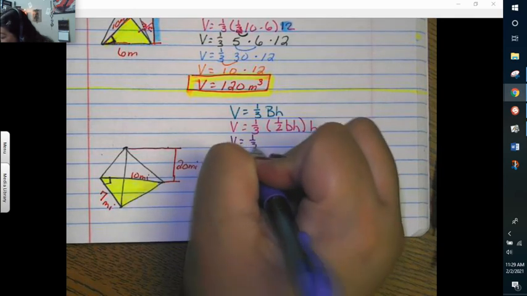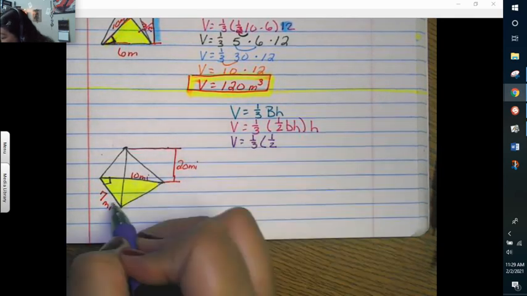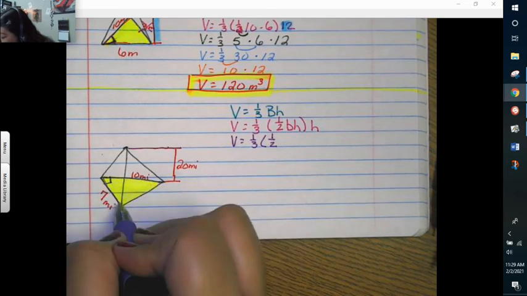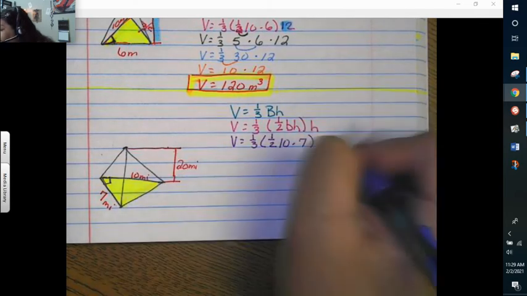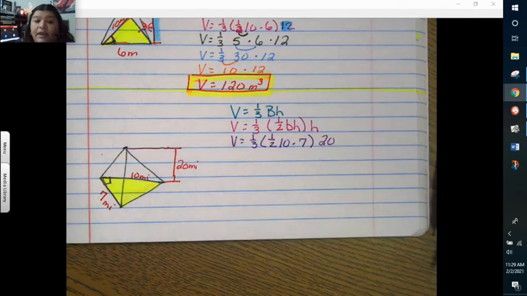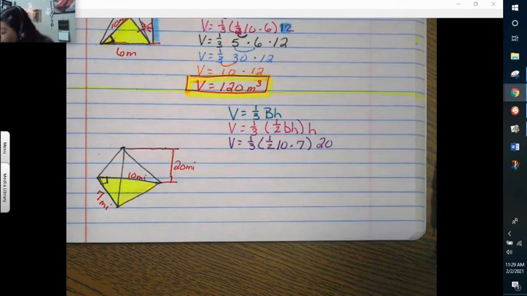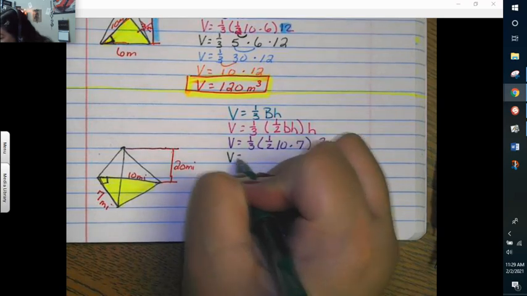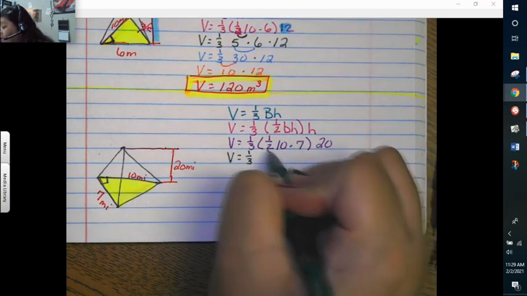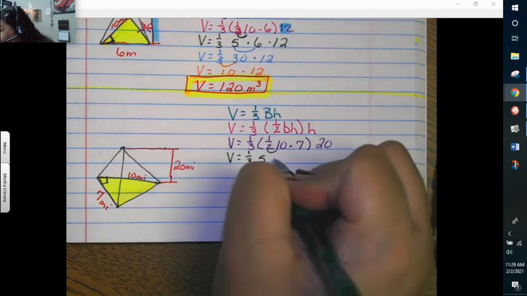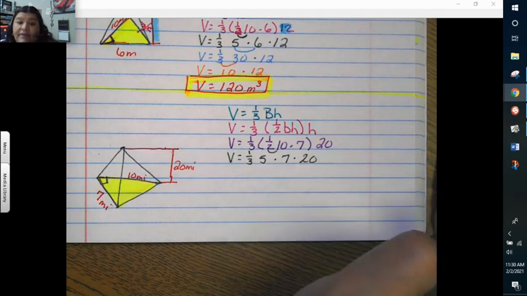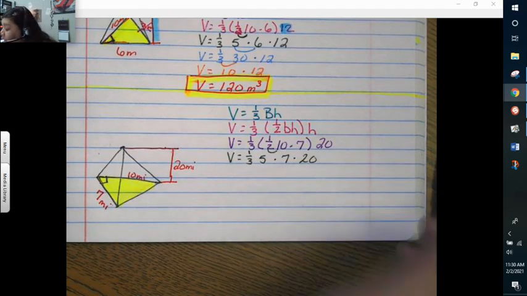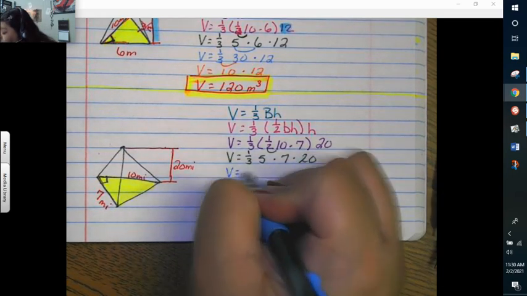So 1/3 times 1/2, 10 by 7. 10 by 7, those are my right angles. Those are the 2 numbers I need, 10 and 7. And the height, that's 20 miles tall. Okay, and you see where those numbers come from. Let it soak in. And now we'll start doing our math. So 1/3 is here. I can divide 10 by 2, so that's going to give me a 5. Okay. Now if I look at that, 5 divided by 3, I can't do that evenly. So I'm going to leave the 1/3 alone for now.